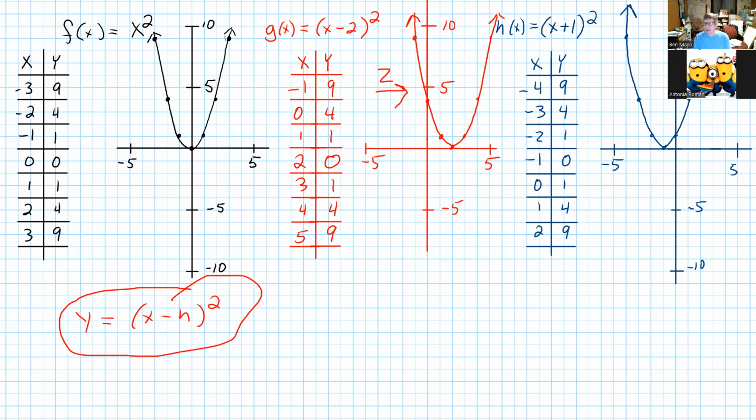Take a look at the blue graph. h of x equals x plus 1, the quantity squared. When it's a plus 1, it moves it 1 unit to the left. So the blue graph is 1 unit to the left of the black graph.